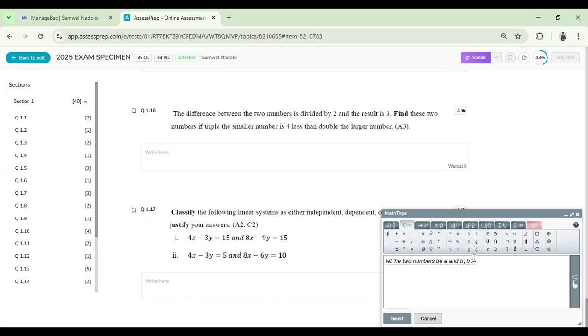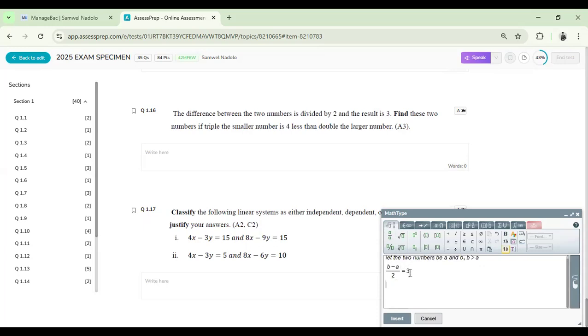Yeah, it's here. So B is greater than A, so I know B is my bigger number. They have said the difference. The difference means you subtract. The difference between two numbers is divided by 2, so that means we'll have a fraction. So we'll say B minus A divided by 2 is equal to 3. The result is 3.